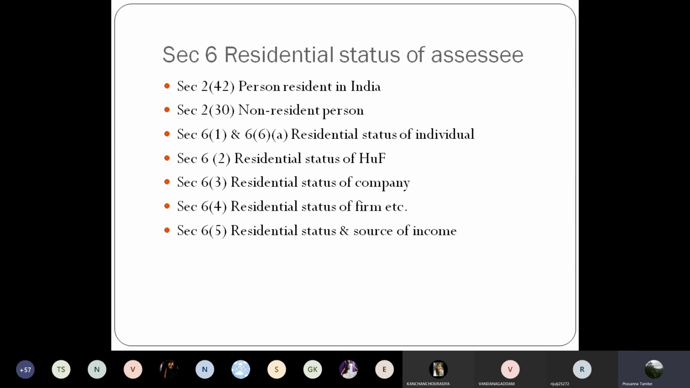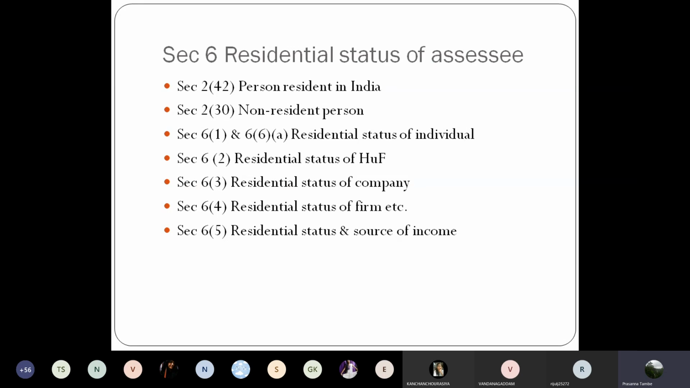Now, a couple of questions. First, is this the same as status under FEMA, the Foreign Exchange Management Act, which also has a concept of non-resident person? And the answer is no. FEMA has a different set of provisions, so those will be separate provisions. And for income tax, you have to separately assess the residential status of a person by applying the provisions of section 6. So these are two different provisions. We are going to deal with provisions of section 6 and not FEMA.